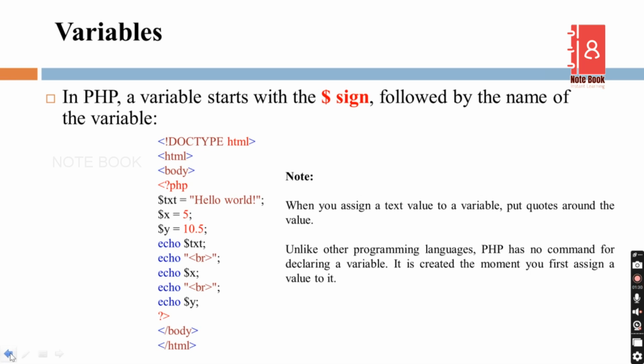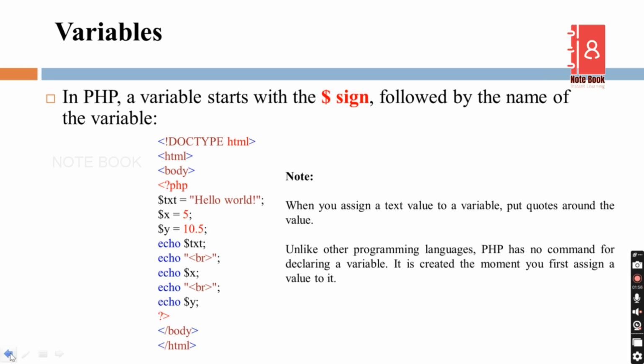You can see $txt equal to hello world. So here the variable was declared, that is txt. Then $x, another variable, was assigned the value 5. Then $y, another variable, was assigned the value 10.5. So we can assign a text value to a variable, but we have to put quotes around the value.